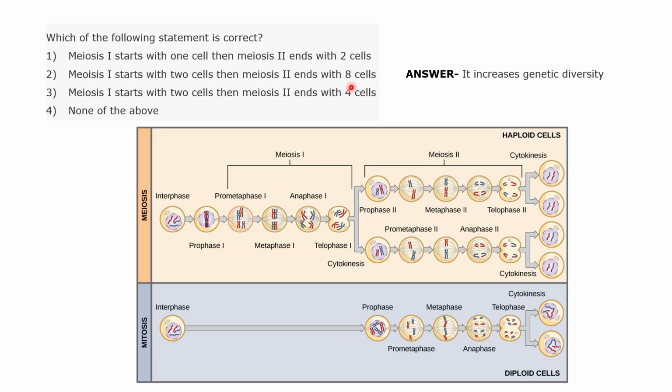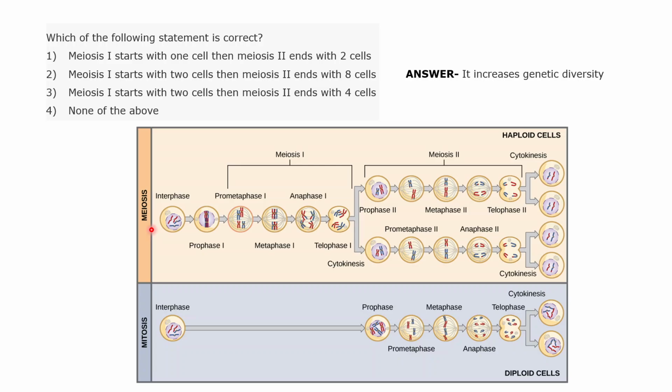So in this case, if I say that it starts with 1 cell, it's the basic thing, right? If it starts with 1 cell, you can see that in meiosis 1 there is 1 cell, and at the end 2 cells are formed. Then it enters into meiosis 2, where each individual cell divides into 2. From this one cell it divides into 2, and from the other daughter cell it divides into 2 other daughter cells, giving rise to a total of 4.